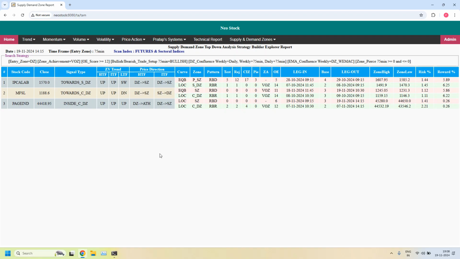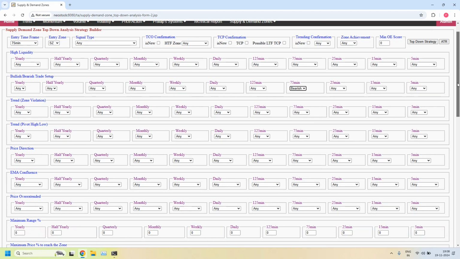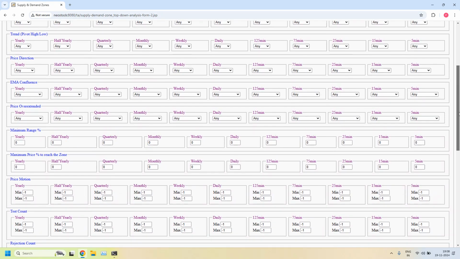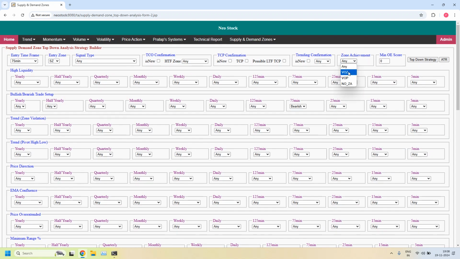Next, bullish trade setup done. Next, weekly income trade bearish trade setup. Entry time frame is 75 minutes. Entry zone is supply zone. In bullish or bearish trade setup at 75 minutes, I am selecting bearish. The 75 minute supply zones should not be pierced. So in the pierced count at 75 minutes time frame, I am setting minimum value 0, maximum value 0. Zone achievement violated, opposing zone, minimum odd enhancer score is 12, and all the three filters should be applied to the 75 minute supply zone.